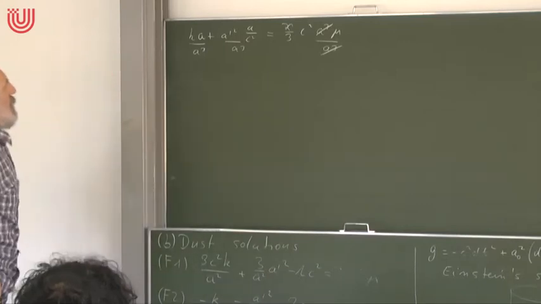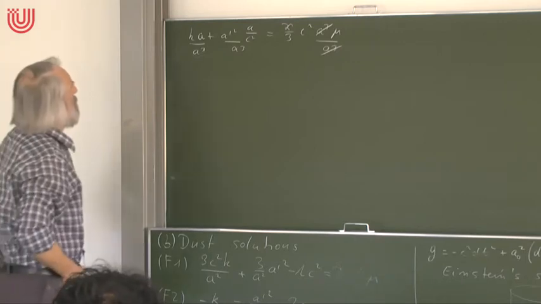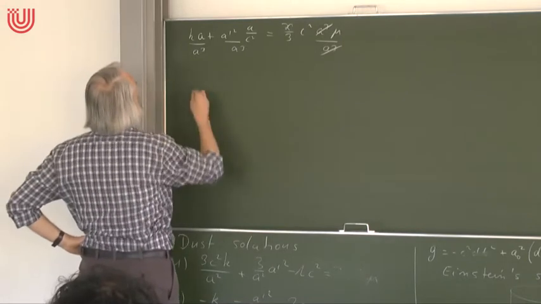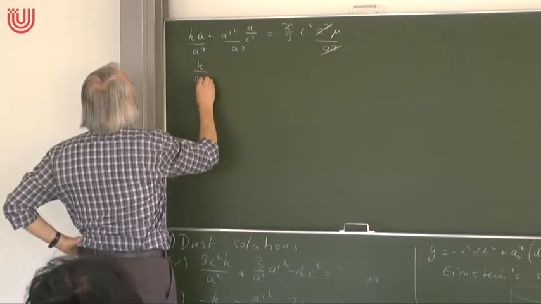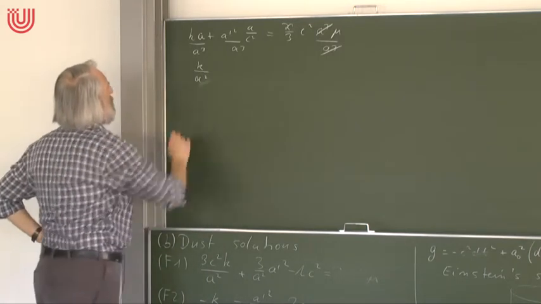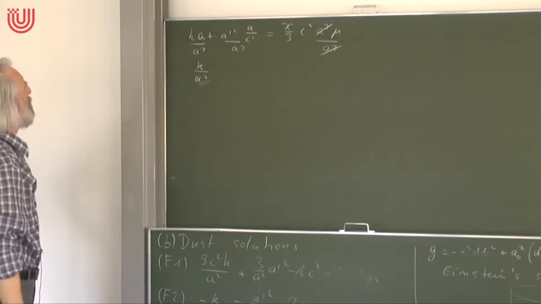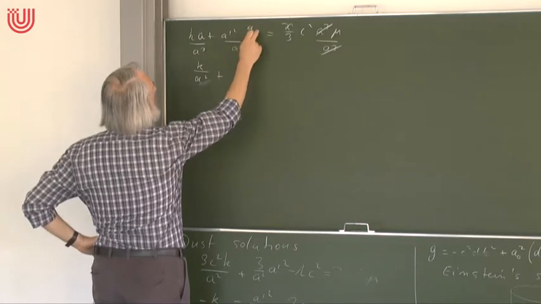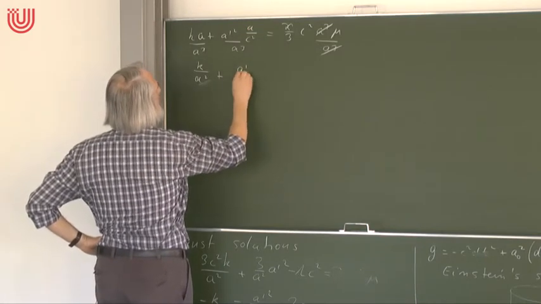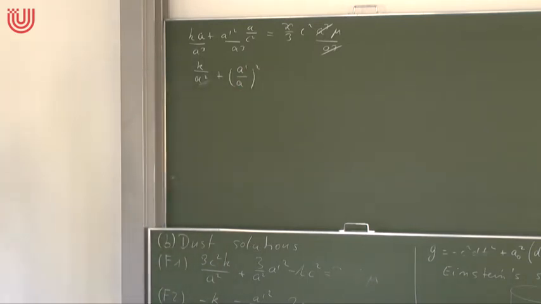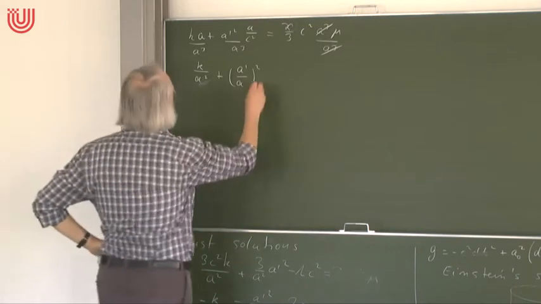I have solved it for the mu, and now I want to see if I can identify on the right hand side somewhere the Hubble constant. Yes, here I can identify the Hubble constant, so I can write this in the following way. It's K over A squared, and here I have A prime over A squared. And this is a Hubble constant if I evaluate this at a time t0. And 1 over c squared.